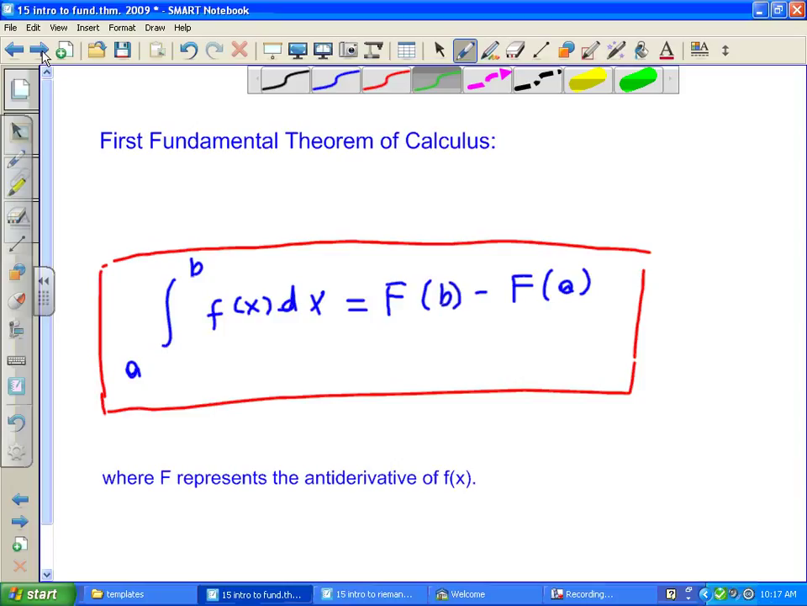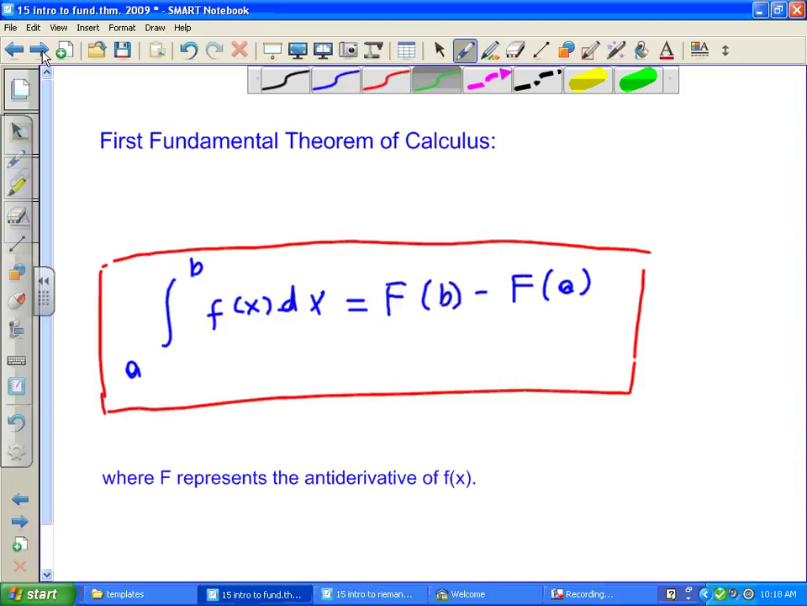So it says basically that if you're trying to find the area from a to b of a function f of x dx, all you have to do is find the antiderivative of the function and evaluate it only at 2 points. This is like magic. You don't have to know the function in between a and b. You just have to know it at the 2 endpoints. So you plug the upper limit first into your antiderivative minus the lower limit.